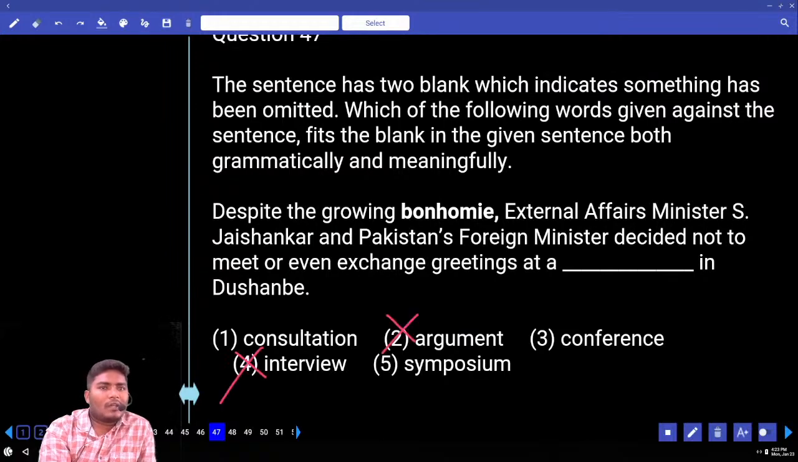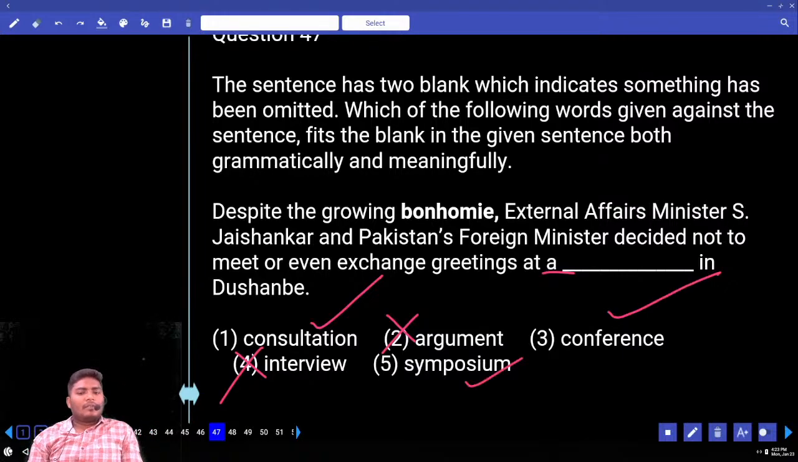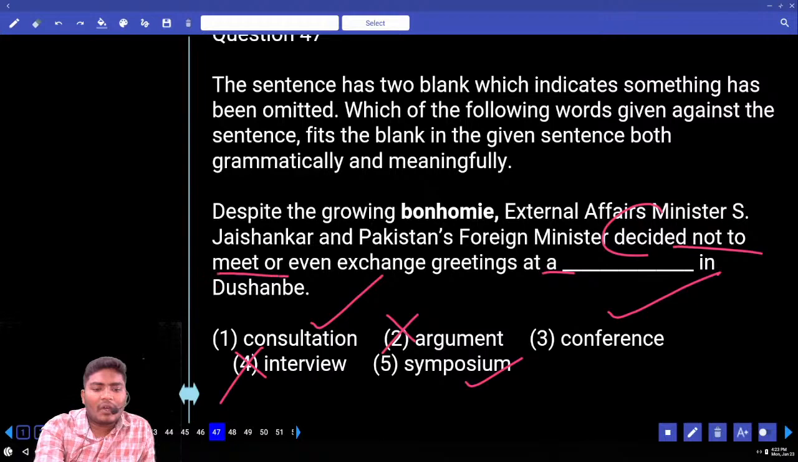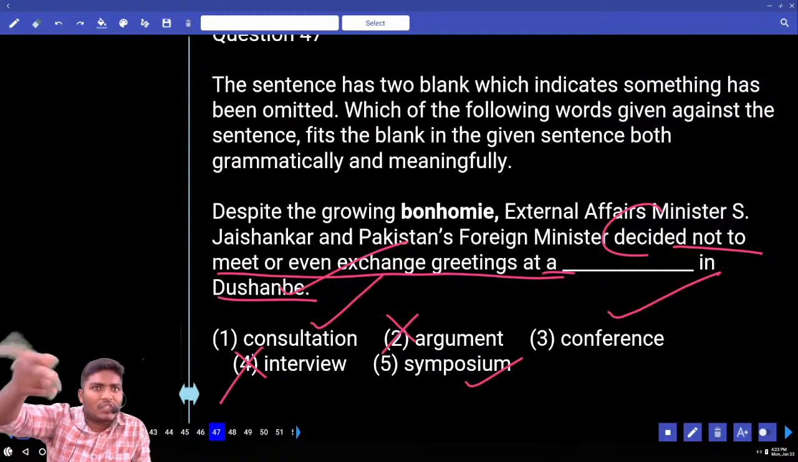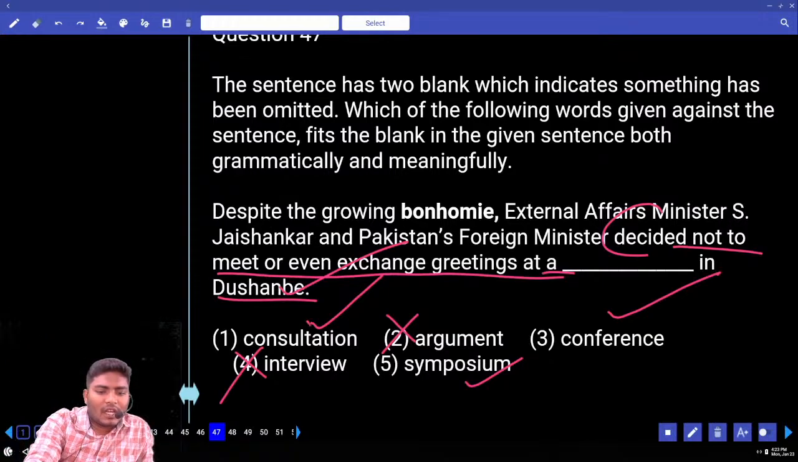Second one, fourth one. Why? A cannot be used with the vowels. So consultation, conference and symposium. Tell me your answer. Now there was some disagreement between these two leaders, so they decided not to meet or even exchange greetings at a dash in Dushanbe. Dushanbe is a place, so there is going to be some meeting in Dushanbe. These two people are not going to speak. Now tell me what is the answer? So they are not going to exchange greetings at a consultation, at a conference, at a symposium. What is your answer? Conference.